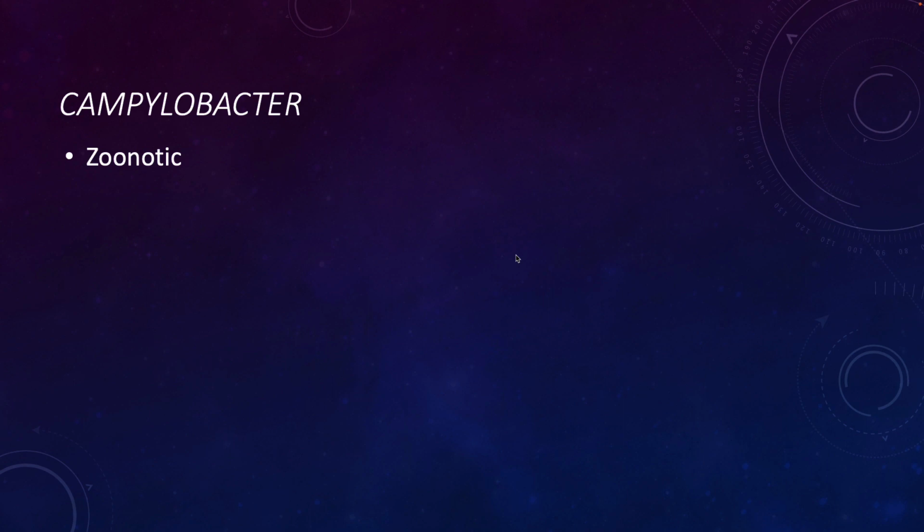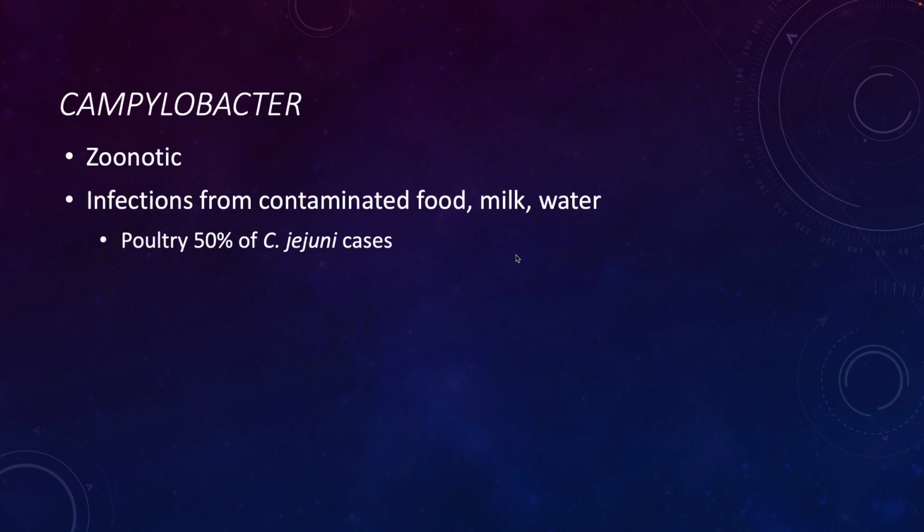Campylobacter infections are almost always zoonotic infections. They were originally in an animal, and you acquired the infection through contaminated food, milk, or water. And by contaminated, I mean contaminated with animal feces. Campylobacter jejuni is really highly associated with poultry. Poultry is estimated to have caused 50% of Campylobacter jejuni infections.